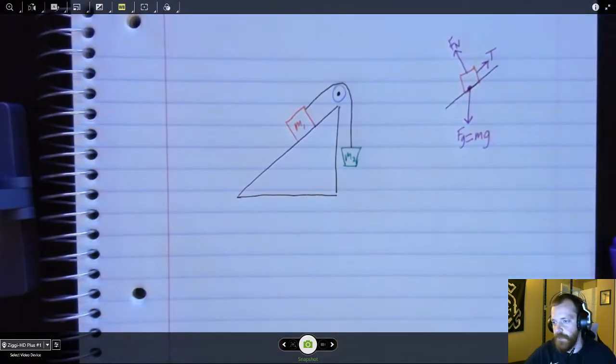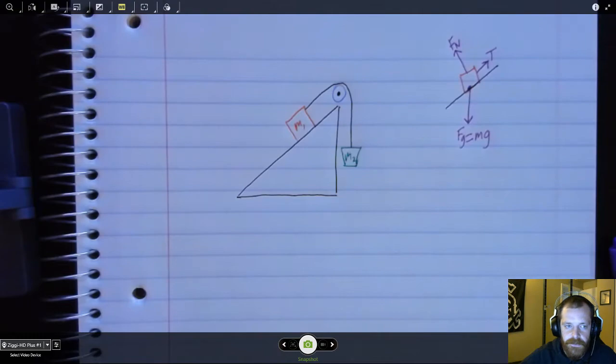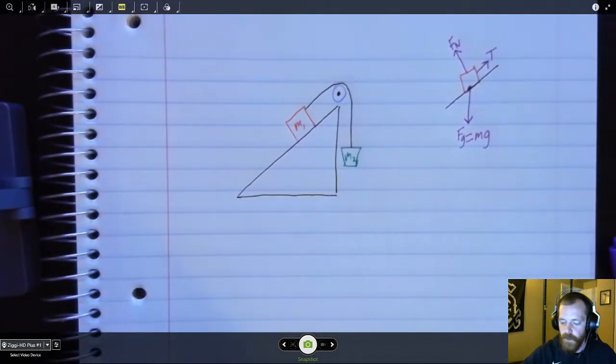Now, this specific question said that the ramp was frictionless. So it says to ignore the friction force, and the moment of inertia; you don't need to know any of that. Okay, so we got that. Now, we also know this angle here.